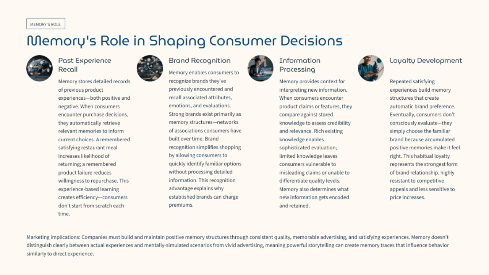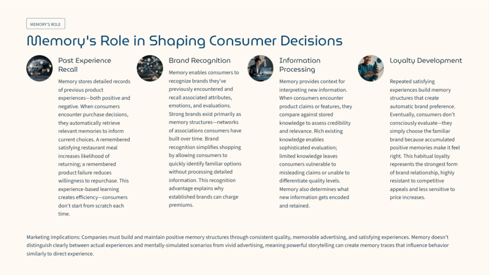Now, let's talk about how memory influences the way consumers develop loyalty. Memory provides context when consumers encounter new product claims or features. They compare this new information against what they already know to judge if it's credible and relevant. When their existing knowledge is rich, they can evaluate more sophisticatedly. But if their knowledge is limited, they become more vulnerable to misleading claims or unable to tell the difference between quality levels. Plus, memory determines what new information gets encoded and retained, shaping future perceptions.